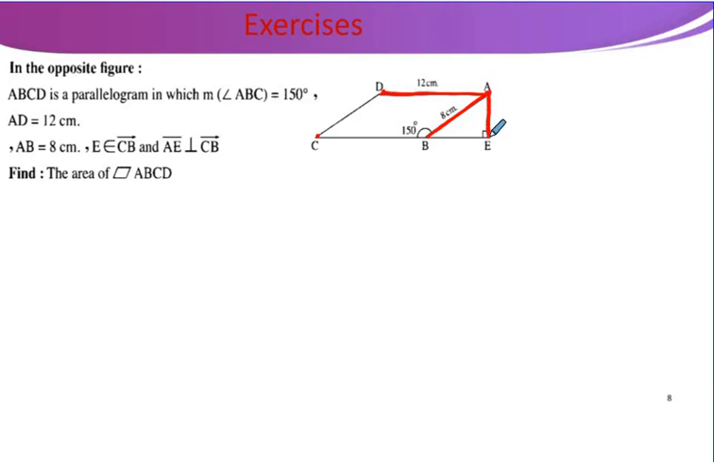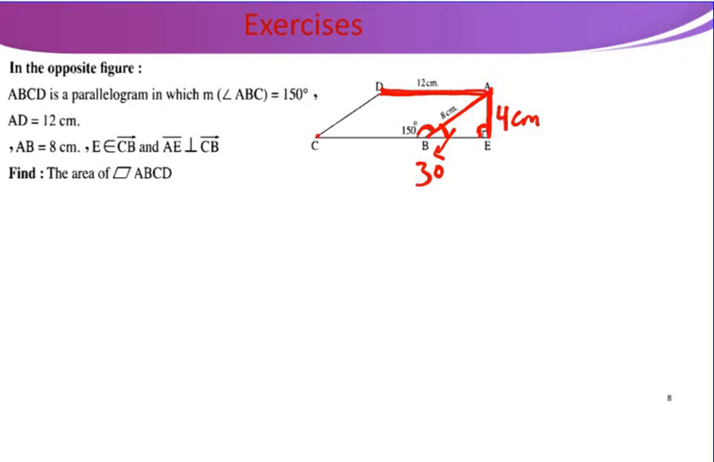So, find the length of AE first. How to find the length of AE? We have here ABC equals 150, so we can find the angle ABE. It will be 30 degrees. And now AEB is a right angled triangle and measure of angle B is 30 degrees, so it's a 30-60 triangle. So AE equals half AB, it will be 4 centimeters. Now we can find the area because we have the base and its corresponding height.